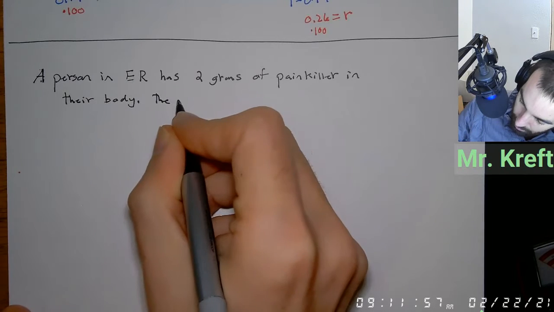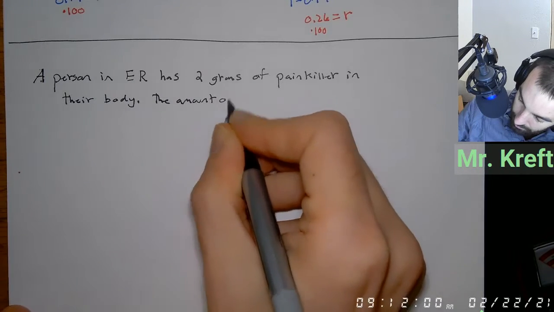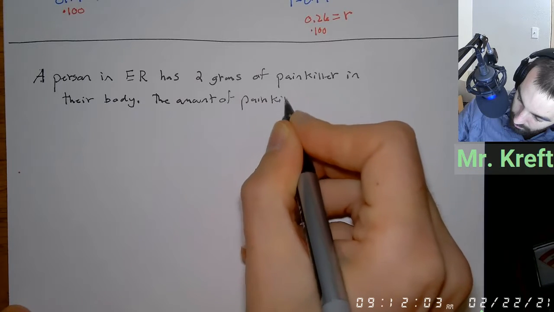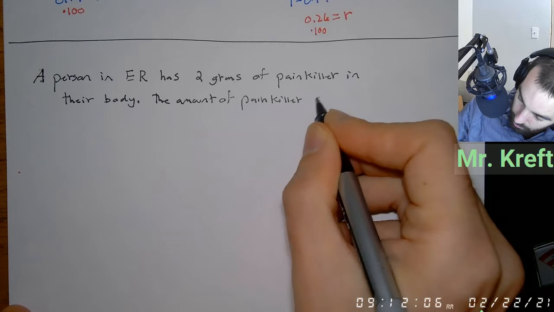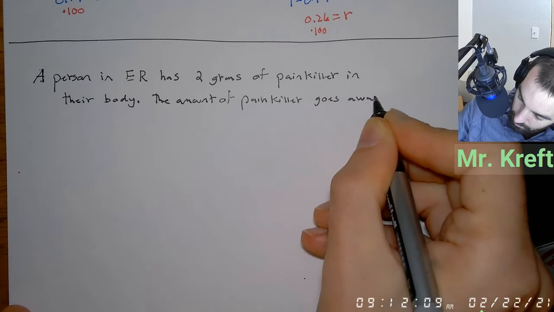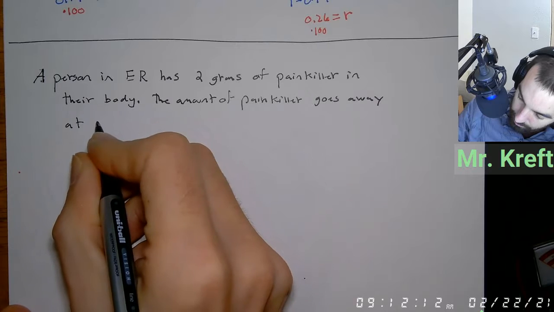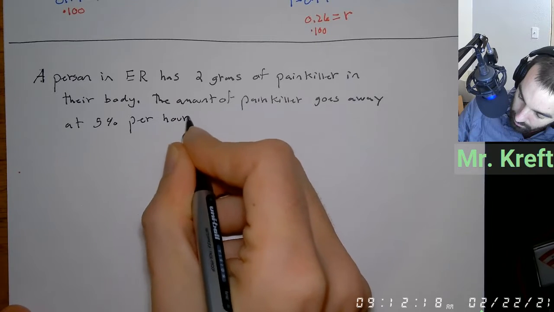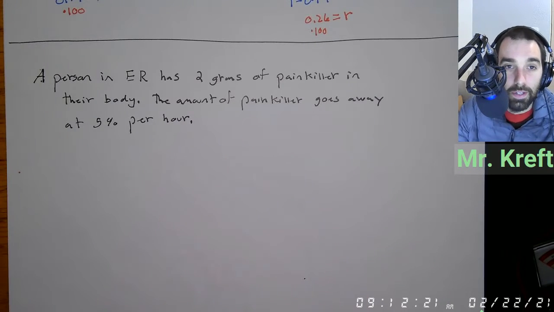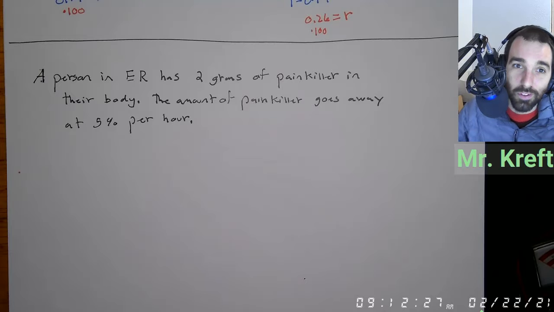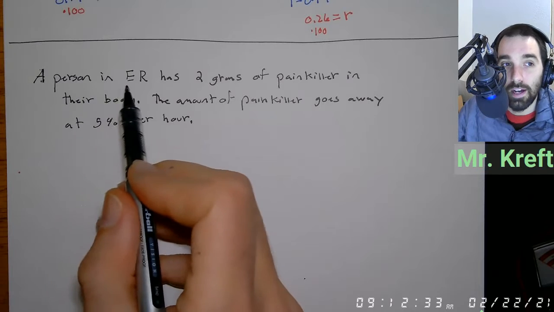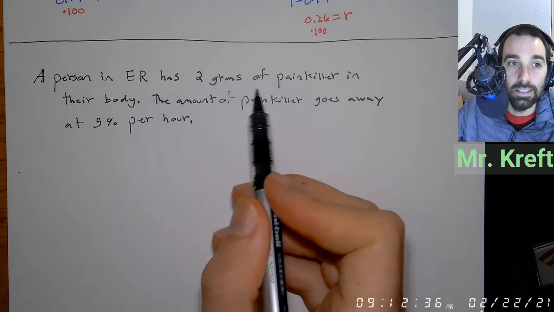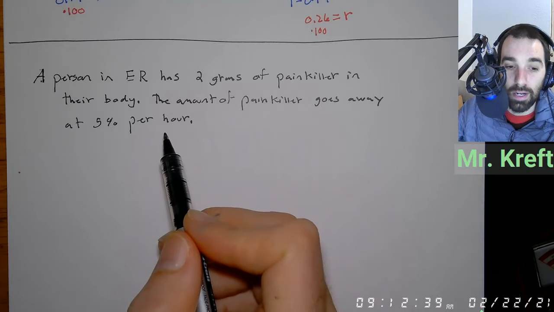Now, as a nurse, I know on average that the amount of painkiller goes away at 5% per hour. If you have ever taken a painkiller before, like Advil or Tylenol, you know it doesn't last forever, so eventually the effects wear off. So you show up to the hospital with 2 grams of this painkiller in your body, and the amount goes away at 5% per hour.